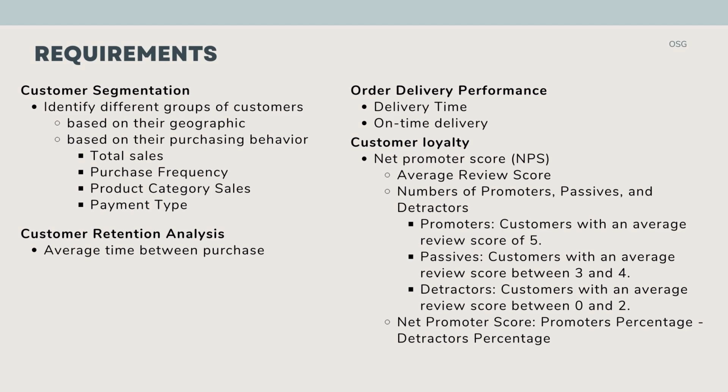To achieve this, we have to calculate the average review score for each customer across all their orders, the number and percentage of promoters, passives, and detractors, and lastly, the Net Promoter Score, which can be calculated by subtracting the detractors percentage from the promoters percentage. We also monitored the performance of the order delivery by measuring the delivery time of each order and the number of on-time deliveries.